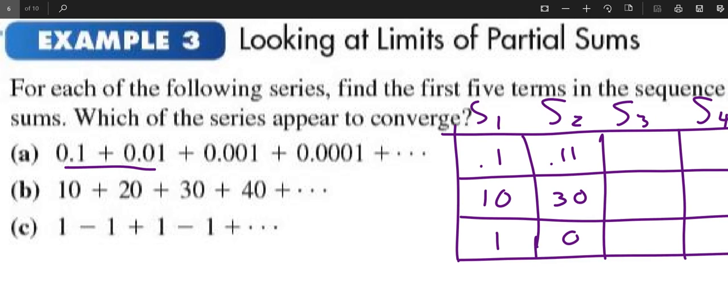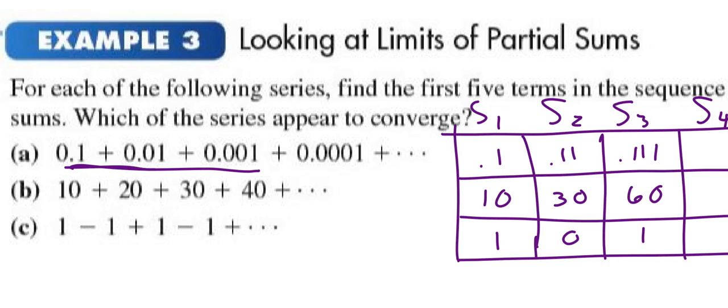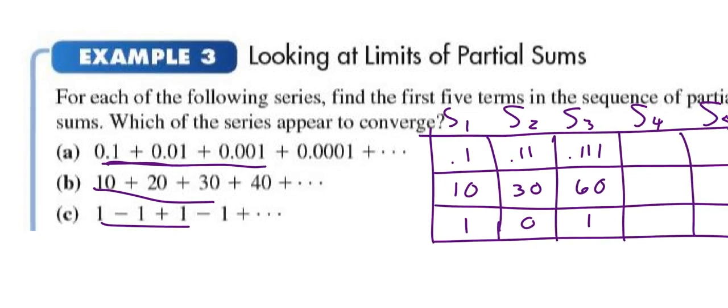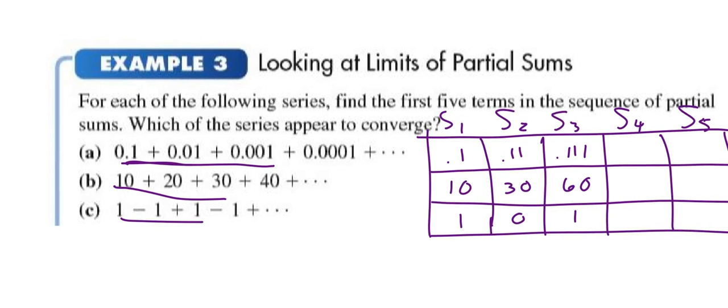Okay, and then if I go to three terms, 0.111, 60, and 1. Because all I'm doing is I'm up to three terms now. And now I go to the fourth one, add the fourth one in there, 0.1111. Adding 40, I get 100.